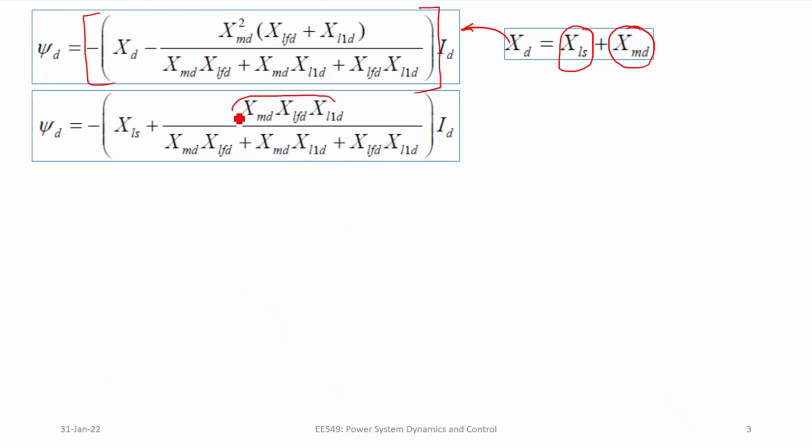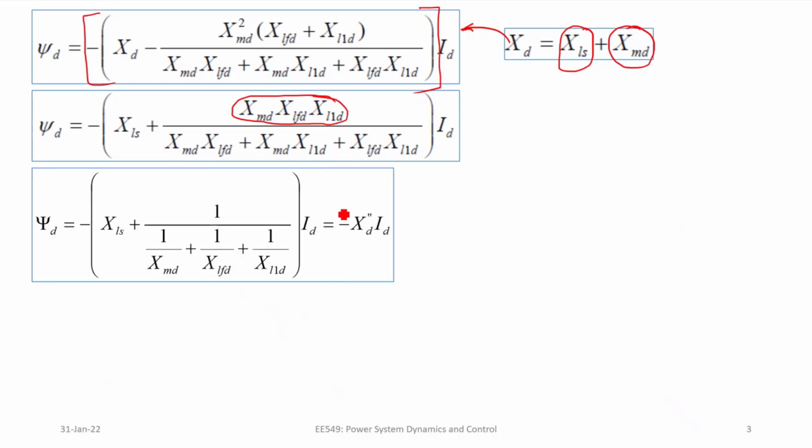Now what we'll do, we'll bring this numerator term to the denominator by dividing it in the denominator term. We'll see it will become minus of xls plus 1 by 1 upon xmd plus 1 upon xlfd plus 1 upon xl1d into id, right? And hence I can write this as, because we generally write flux linkage equation as Li. So therefore L in per unit is equal to, of course, in reactance.